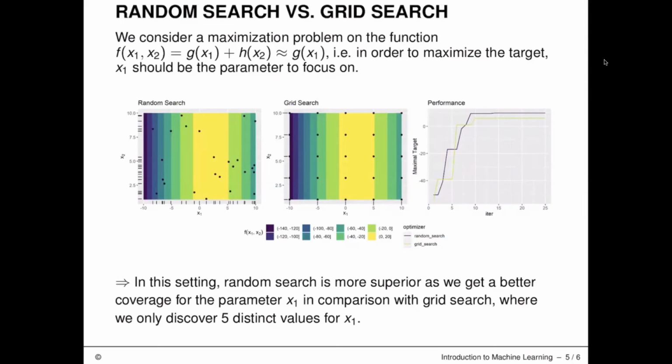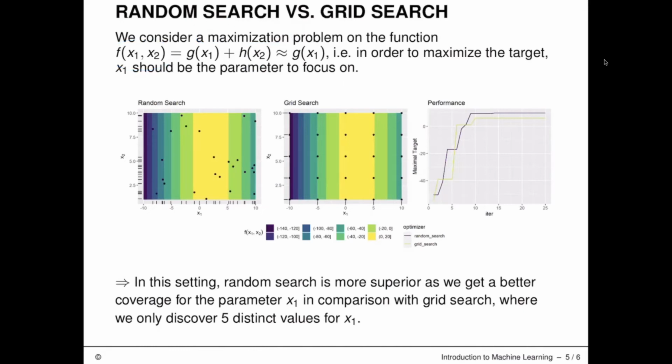Okay, so let's have a look now at an example to compare random search and grid search. We consider a maximization problem on the function f. So we want to find argmax of f. f is the sum of two functions g and h. g is a function of x1, h is a function of x2. And it turns out that this function is more or less the same as g of x1. So that means that the direction x2 is not very important. So we should focus on x1.